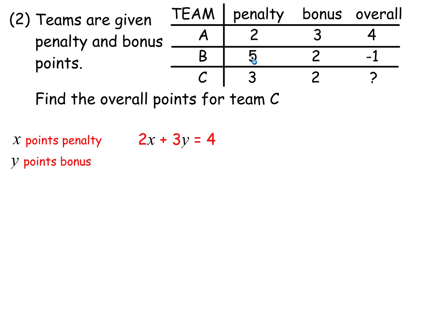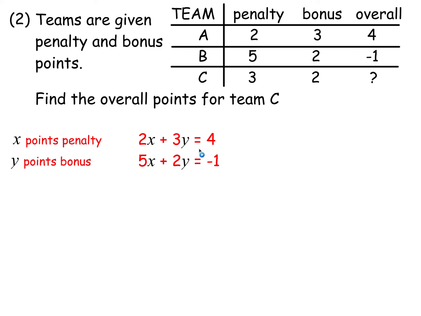Well, Team B, 5 penalties, 2 bonuses, 5 X's, 2 Y's, and they've scored -1. So obviously the penalties have taken over from the bonuses. So there's Team B. So solve. You wouldn't solve by substitution. Any rearrangement there for X or Y in any of the equations would give you fractions. Don't want that. It makes it very awkward.